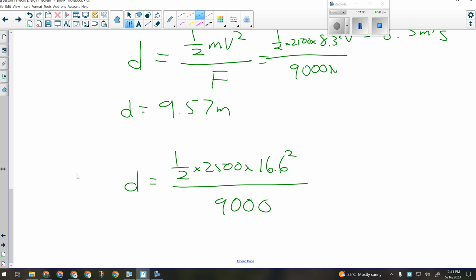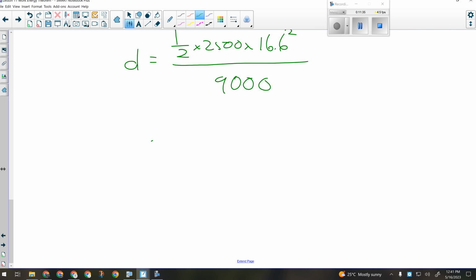So for example, this is 60. Let's say we do this for 40. 40 kilometers an hour is 11.1 meters per second.